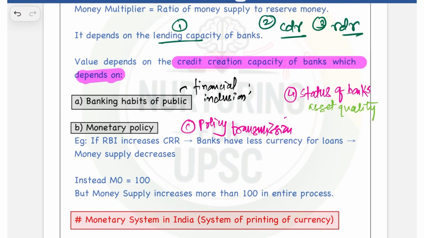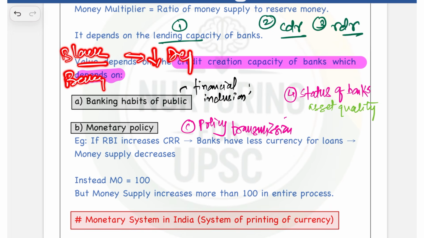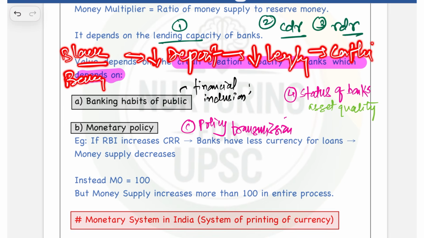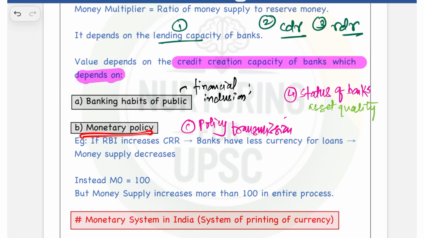ऑन द कॉन्ट्ररी टू इट, जहां पे बैंकिंग हैबिट कम है वहां पे बैंक के पास में डिपॉजिट भी कम है, तो फिर वहां पे बैंक के पास में लेंड करने के लिए भी कम है, तो फिर वहां पे कॉस्टलियर एंड लोअर क्रेडिट होगा. गॉट इट. सेकेंड इज मॉनेटरी पॉलिसी ट्रांसमिशन.